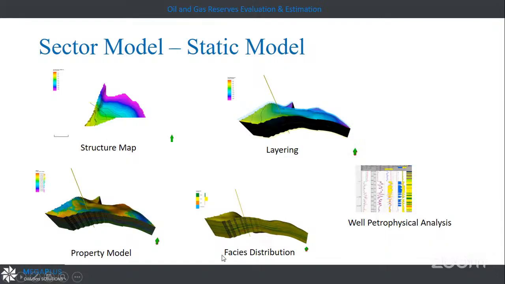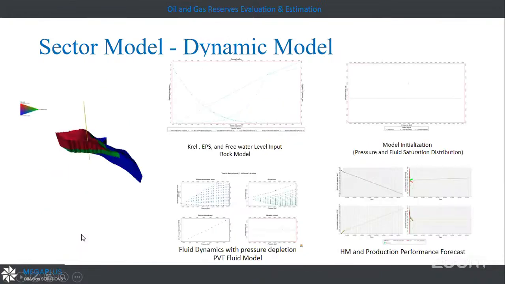And now the facies distribution is a static model that respects the lithology. After that, in each lithology, such as sandstone, siltstone, or carbonate, I can give a property like porosity, saturation, and net to gross ratio. So I will have something called the property model. Until now, I'm making the static model. For the dynamic model, I'm giving the input data.